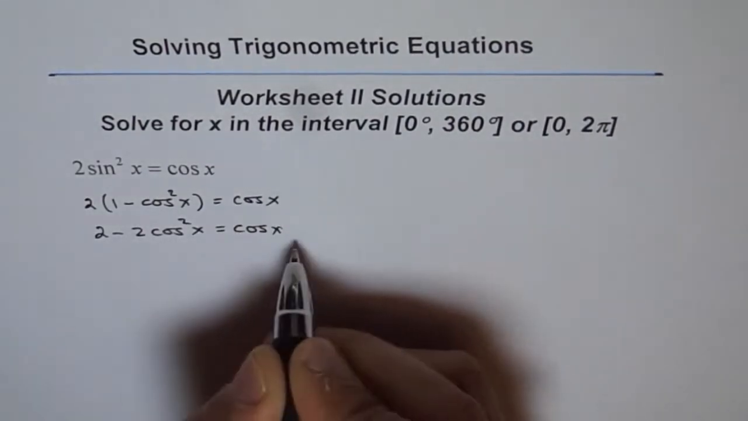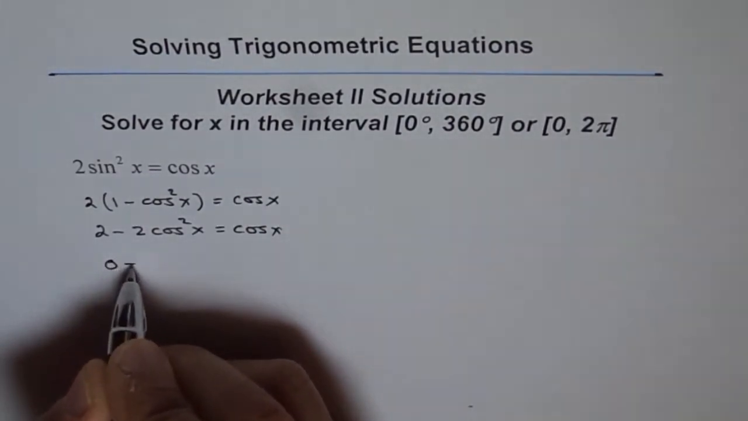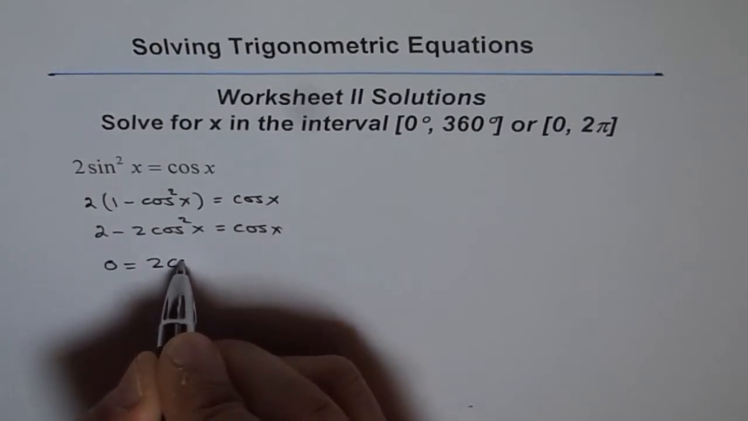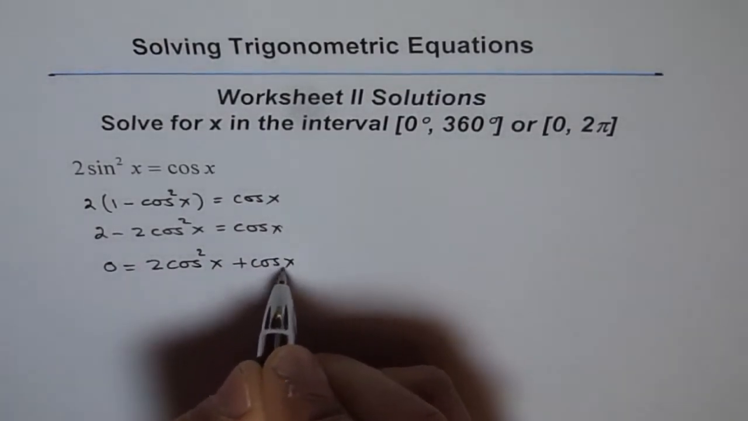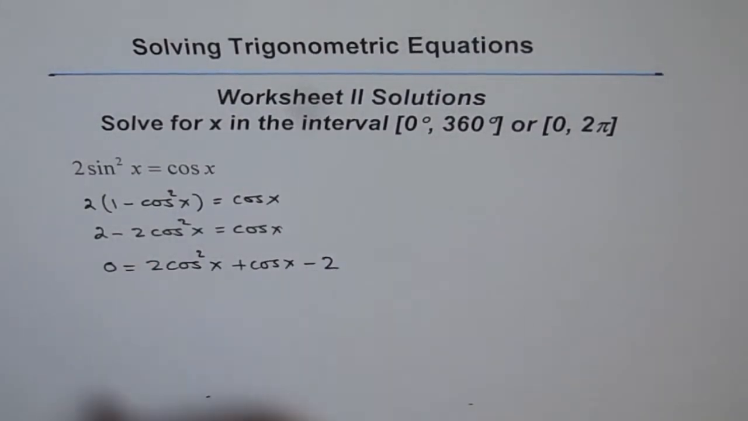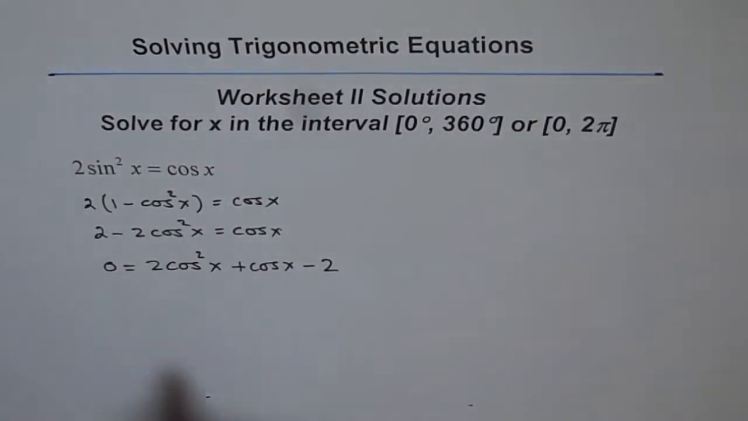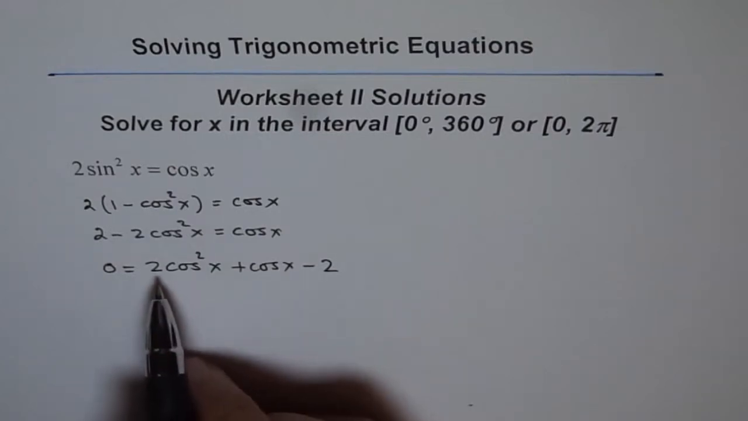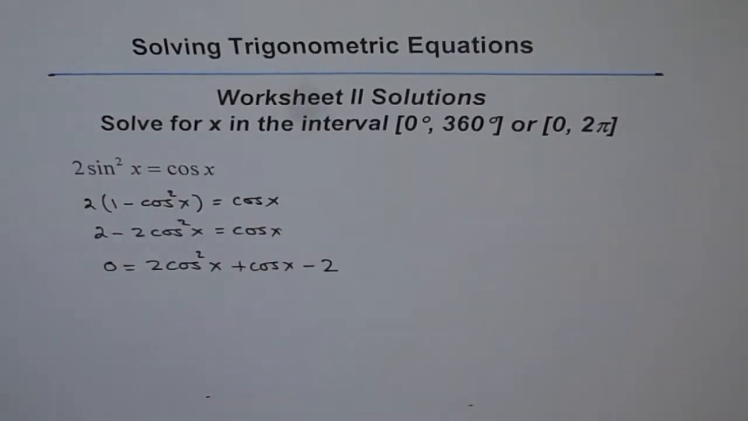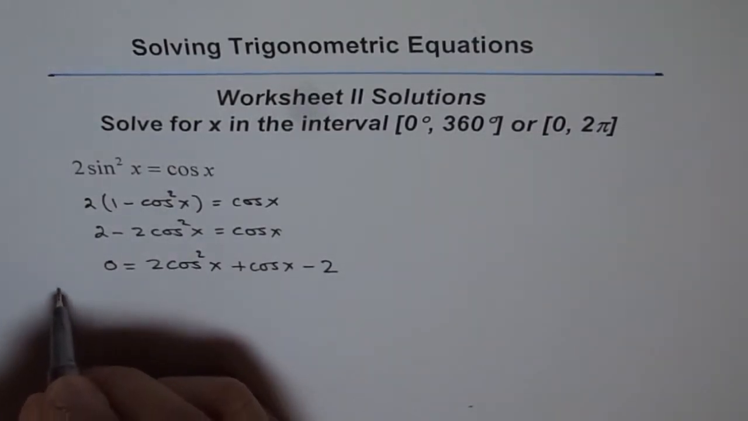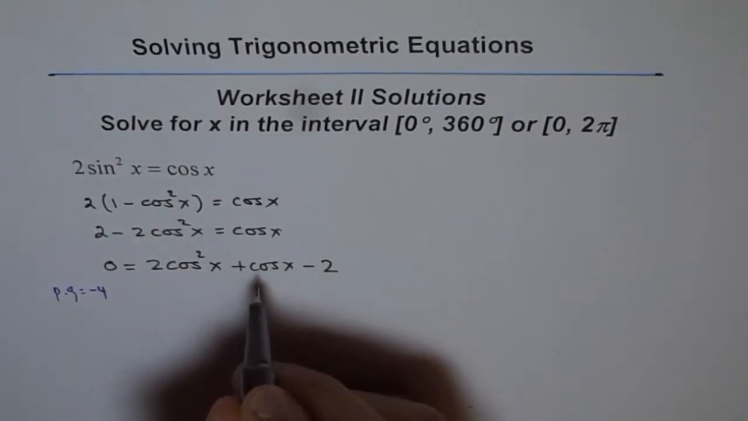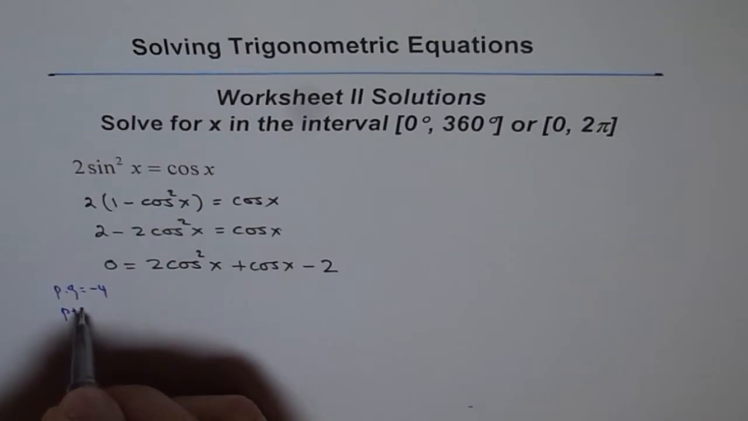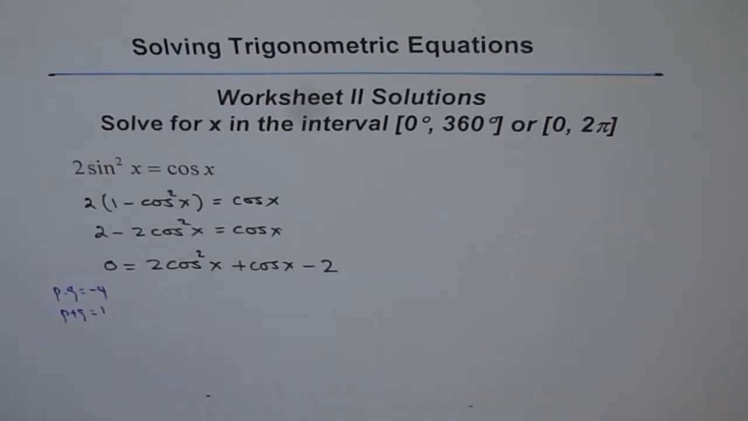So we can take all these terms to the right and we get 0 equals 2cos²x plus cos x minus 2, correct? Now to factor this, we are looking for factors p and q whose product is minus 4, and when you add them you get a sum of plus 1.